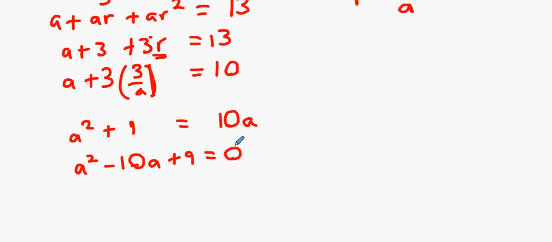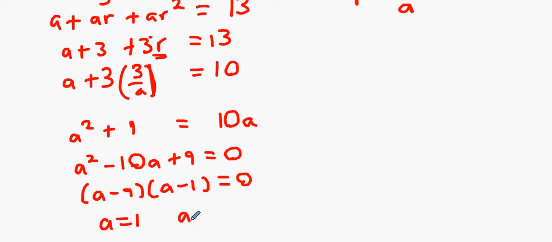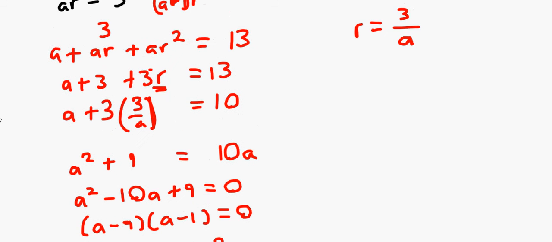Then what we're going to have next, lads? A minus 9 and A minus 1 equals 0. What are my two answers then? A equals 1 or A equals 9. Alright, what's the R values then? What's R equal to?